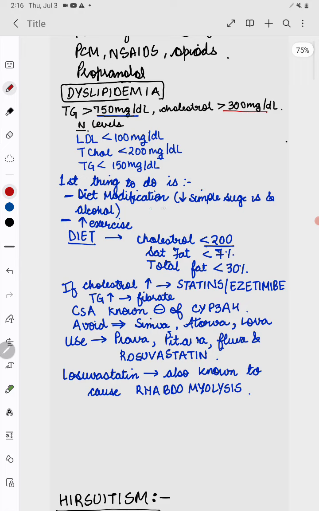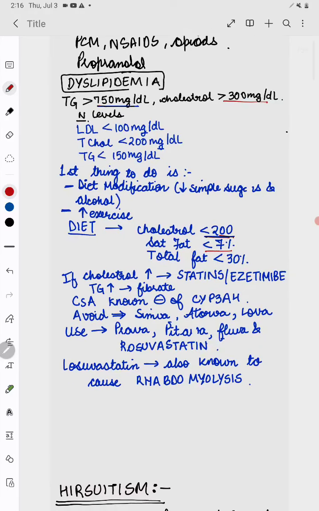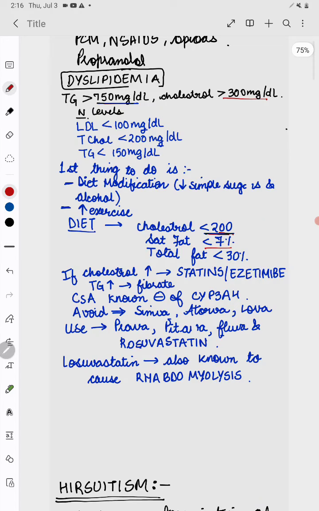Now the first thing to do is diet modification. You decrease sugar and alcohol, you increase the exercise. In your diet you should take less than 200 milligram per deciliter of cholesterol, less than 7% saturated fatty acids. Total fat should be less, but if cholesterol stays consistently high, you can add statins or ezetimibe. If triglycerides are raised, then you add fibrates.